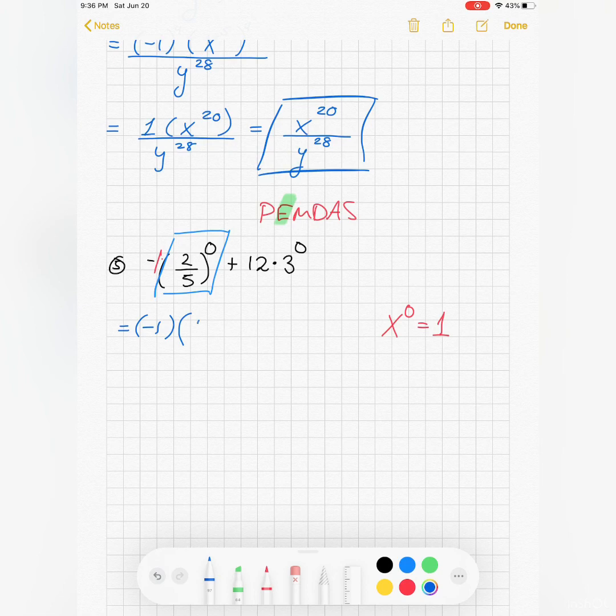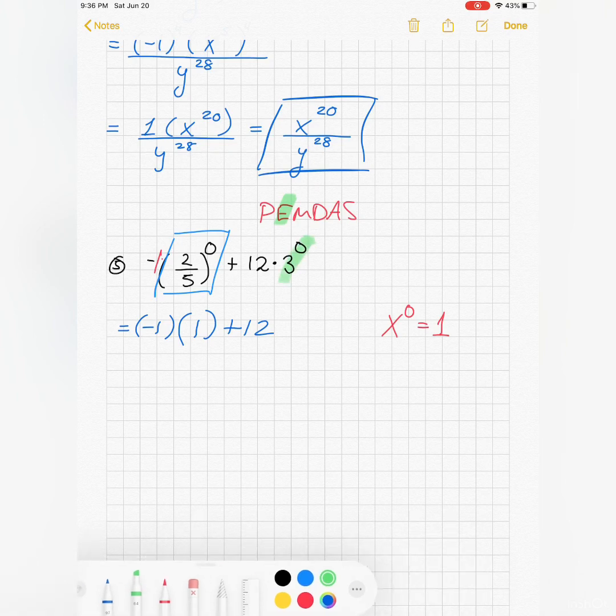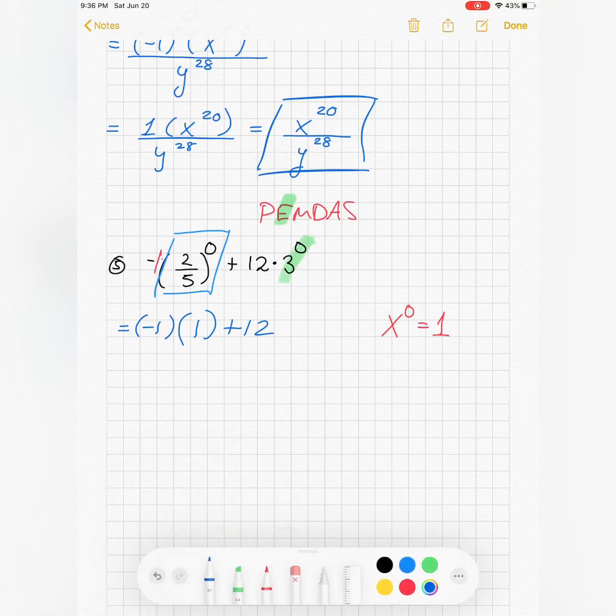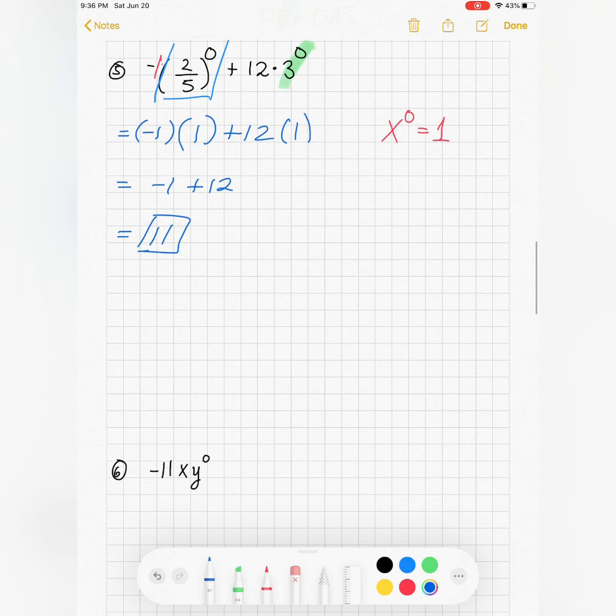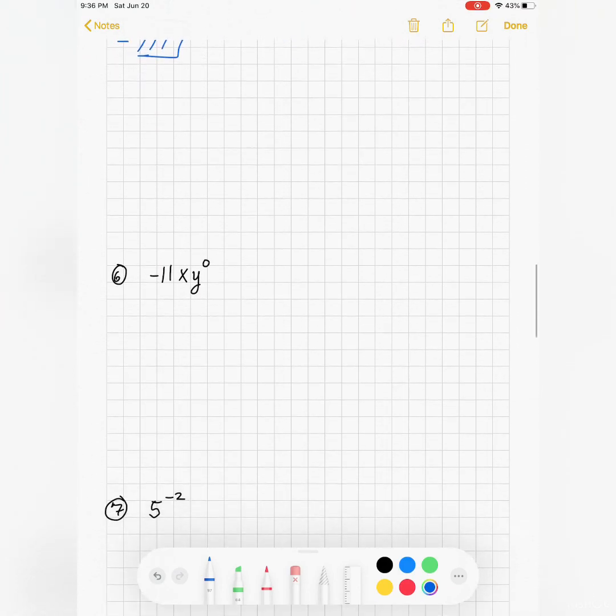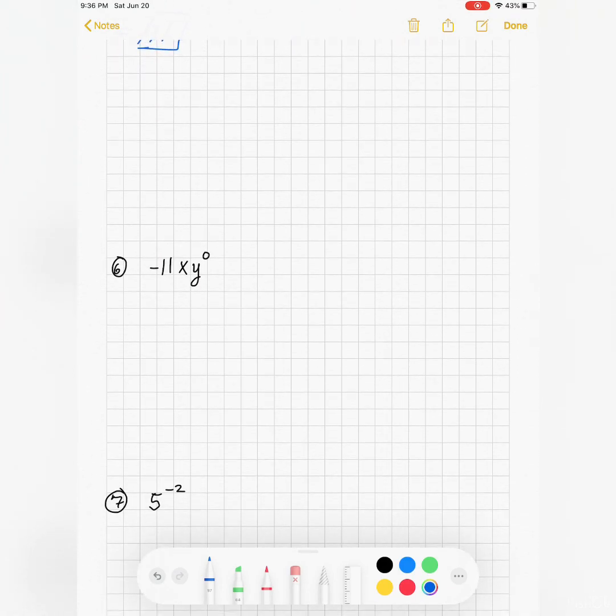So 2/5 to the 0 is 1. And then same thing here, I do 3 to the 0. 3 to the 0 is 1. Then I can do my addition. Okay, now that exponent's only on the y factor. Turns into a 1. It's an easy one.